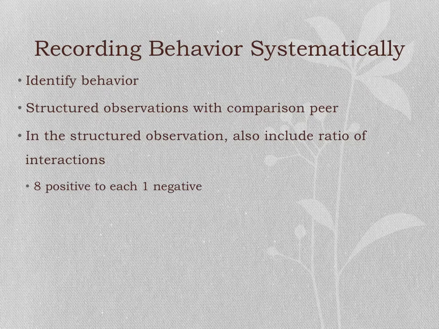So it is once again very important in terms of how you record behaviors. So you have to make sure you're able to identify the behavior. You should be able to structure observations with comparison peer groups. So you shouldn't only look at the student, the target student, but also look at the other peers in the classroom. In a structured observation, you should also include the ratio of interactions, and the ideal number is actually 8 positives to 1 negative. So every time a teacher says one negative term to the student, they should make sure that they have 8 positives to say to the student as well.